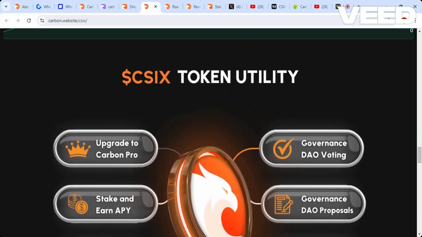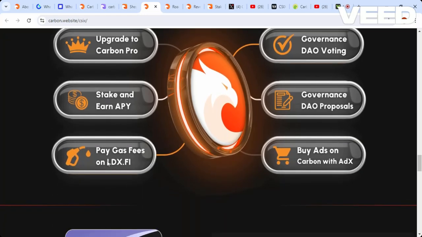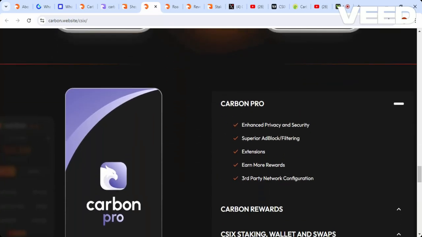Now, this is the utility of the Carbon token. You need it to upgrade to Carbon Pro. You can use it for governance and DAO voting. We have DAO proposals. We have stake and earn rewards. We have pay gas fees, and we have buy ads on Carbon browser with that.